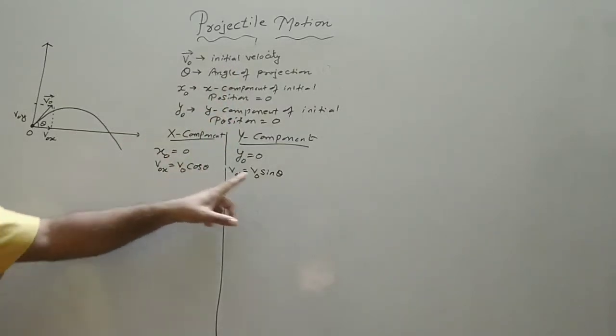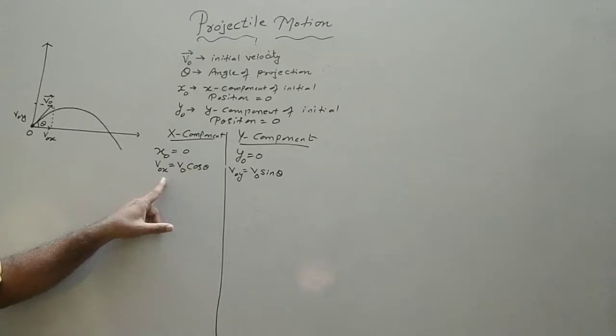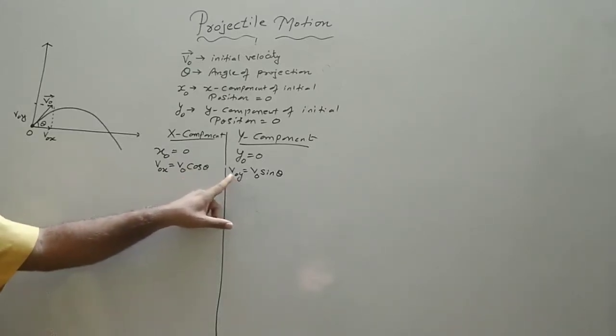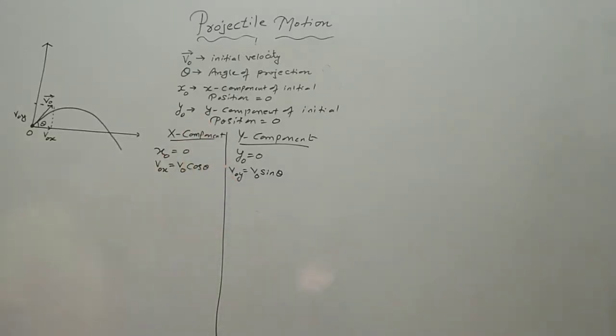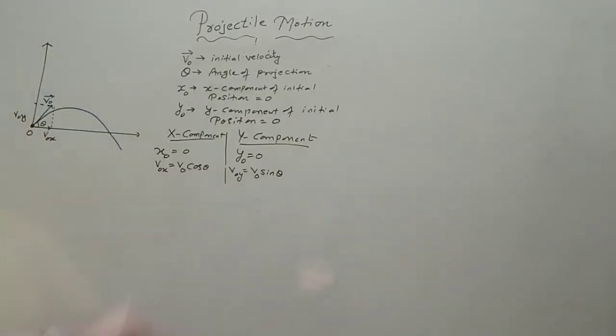We resolve it into 2 different components, that is the x component of initial velocity, that is the y component of initial velocity. Now let us try to find out first the path of trajectory. Path of trajectory means what will be the path a projectile will follow after being projected by an angle theta.